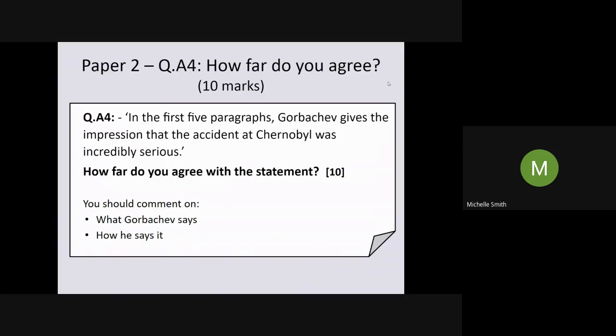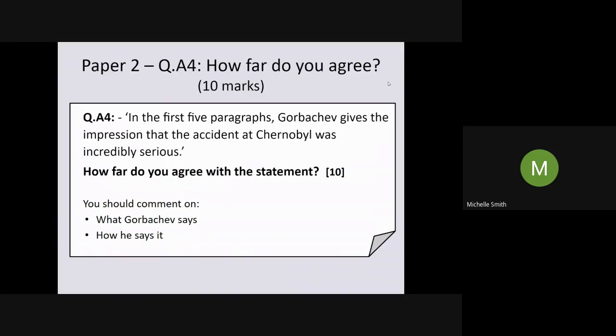Now, what's interesting about this and different from last week is that this says in the first 5 paragraphs. That's really important. Remember in paper 1, when it tells you to look from lines 1 to 9, and if you take something out of those lines, no marks, it's exactly the same situation here. If it's the first 5 paragraphs only, that is all that we can use. That's really important that you remember that.